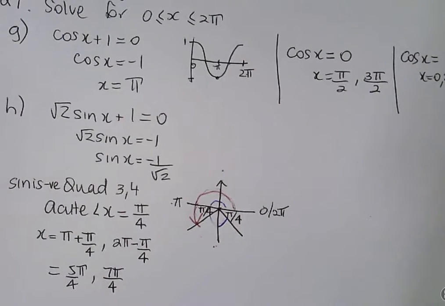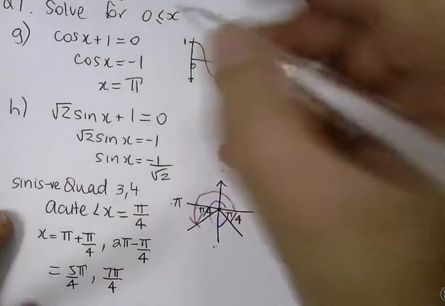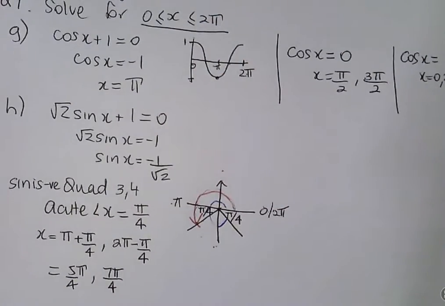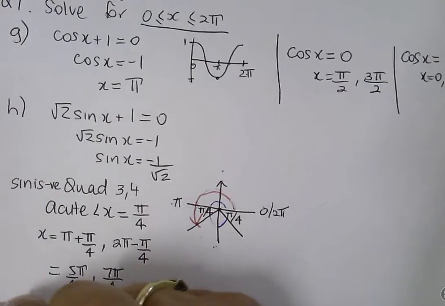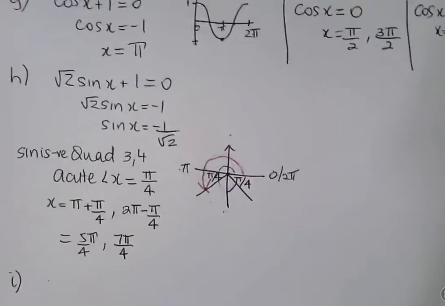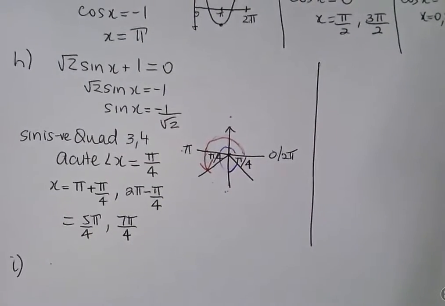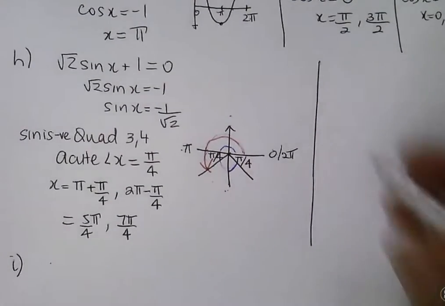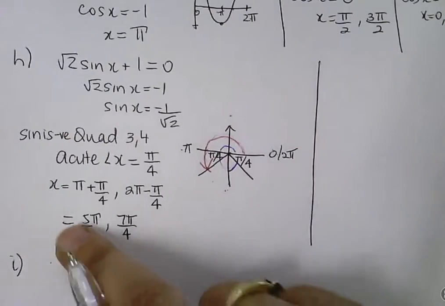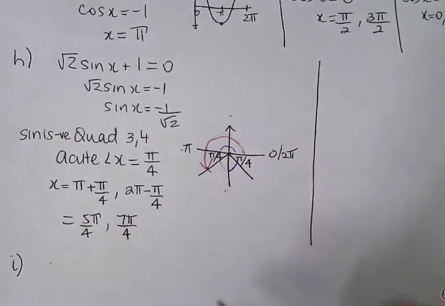Okay? Now, I want to do some questions using the domain from negative 180 to 180 or negative pi to pi. So these two questions so far are from 0 to 2 pi. We will just do question I first. Can you now just give me those answers? These answers are for x lying between 0 and 2 pi, right?